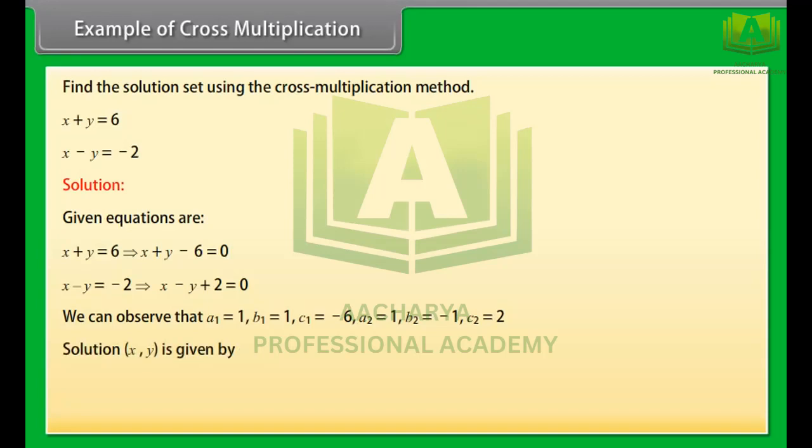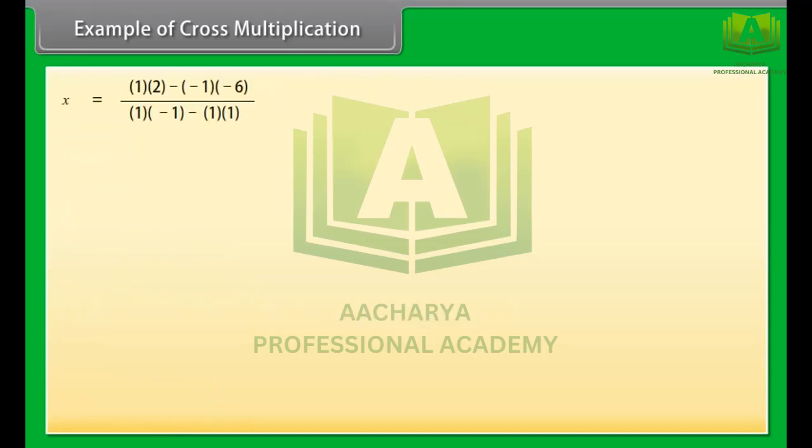Solution x, y is given by x is equal to (b1 c2 minus b2 c1) upon (a1 b2 minus a2 b1). Now by substituting the values we get x is equal to (1 into 2 minus minus 1 into minus 6) upon (1 into minus 1 minus 1 into 1). By calculating we get x is equal to 2.